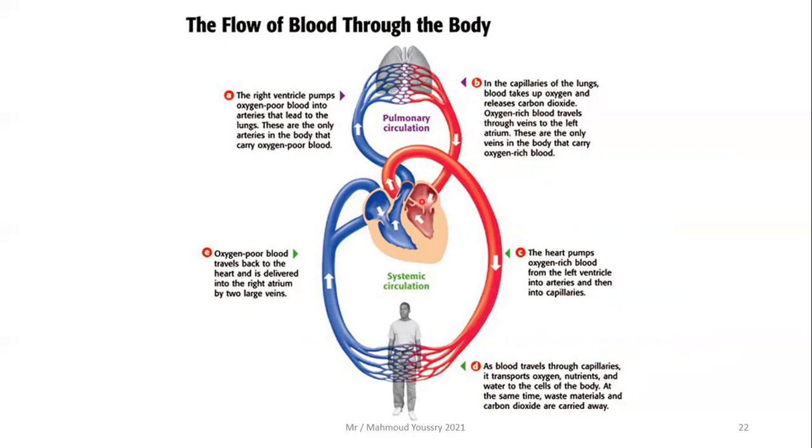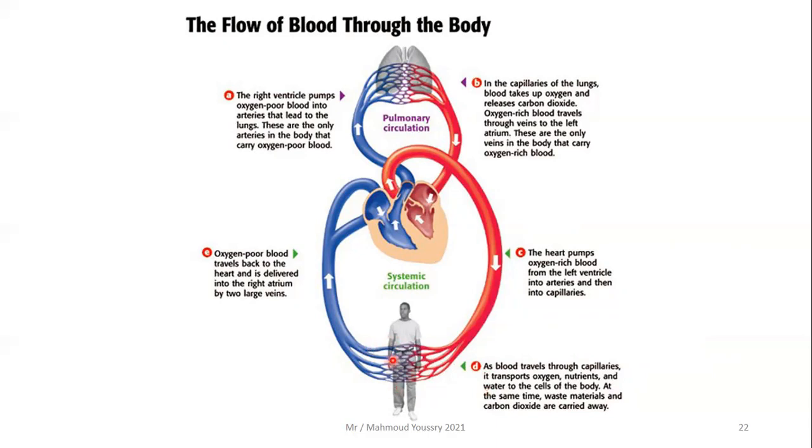Then what? From the left atrium to the left ventricle. Then the heart pumps oxygen-rich blood from the left ventricle into arteries and then into capillaries in all the tissues of the body, to all parts of the body. Letter D, as blood travels through capillaries, it transports oxygen, nutrients, and water to the cells of the body. At the same time, it carries the waste materials and the carbon dioxide.